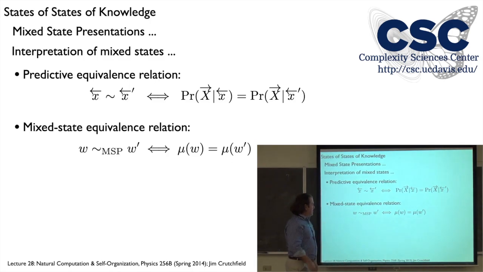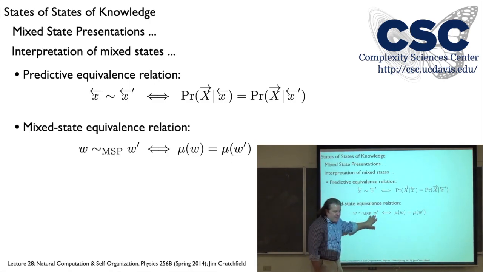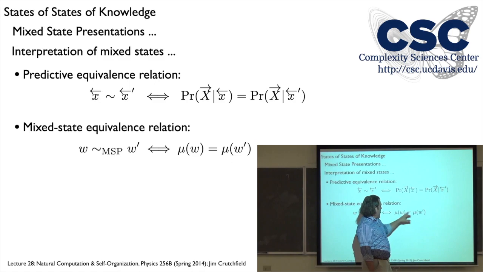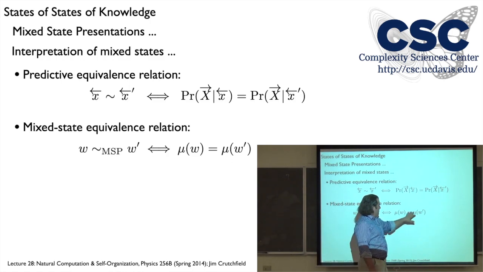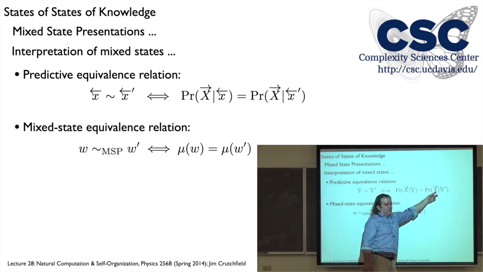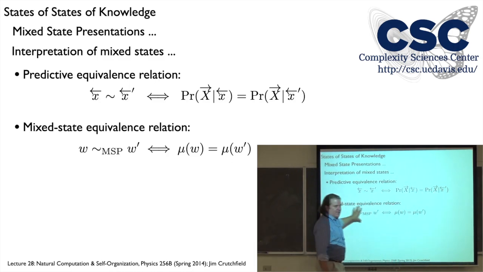Now, what might be the connection here? Well, these are words that we've seen. So these W and W prime are sort of like pasts. And then now we're looking at the equivalence of the state uncertainty, these mixed states. Well, if we know the internal state distribution, we can predict ahead. So that's how we can develop this future distribution here. But it's formulated slightly differently.